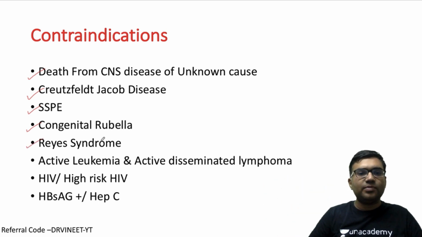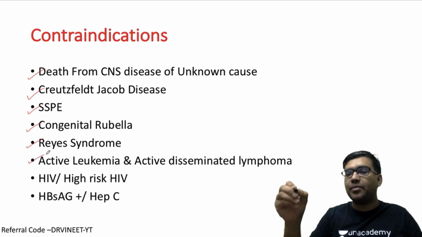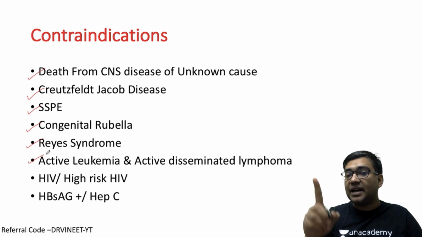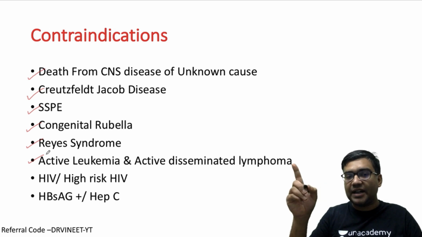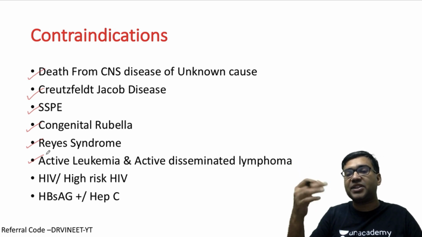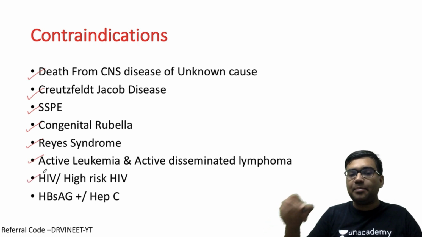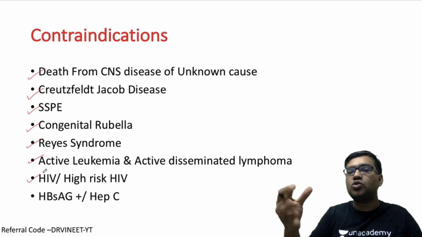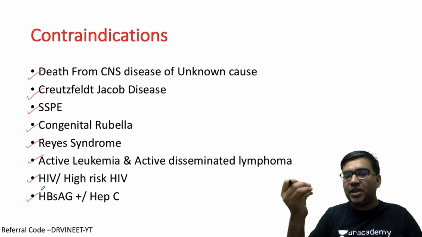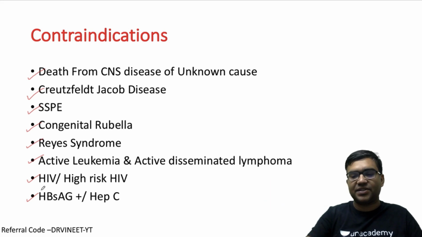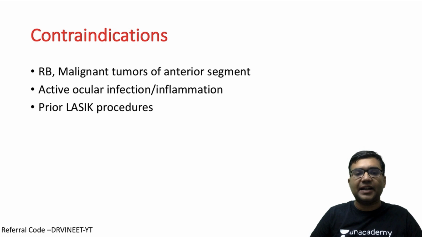Fifth is Reye's syndrome. Sixth is active leukemia and active disseminated lymphoma. Remember, a treated leukemia or treated lymphoma is not a contraindication, but an active leukemia, the patient is on chemotherapy, this is a contraindication. Then patients who are HIV or those who are at high risk of HIV. Hepatitis B patients or hepatitis C patients. Then what are the various ocular contraindications?